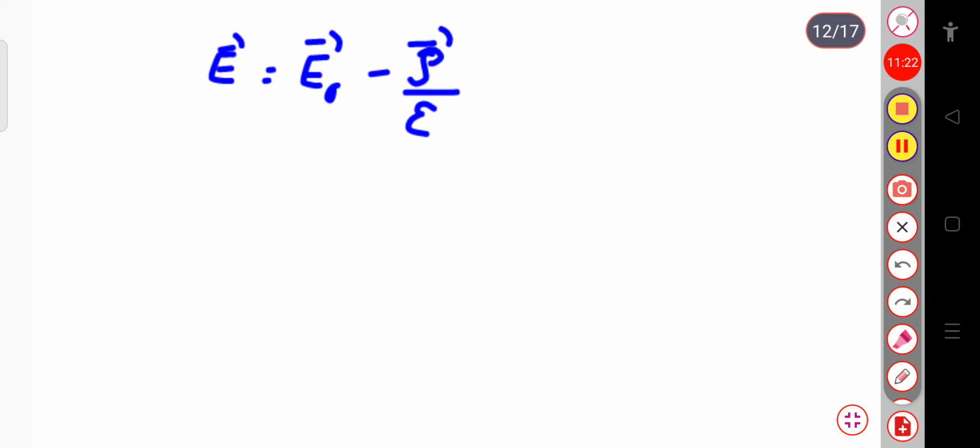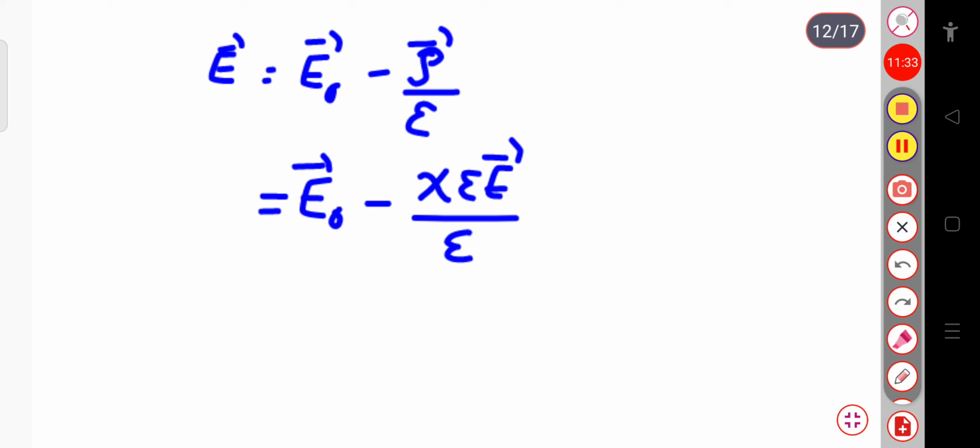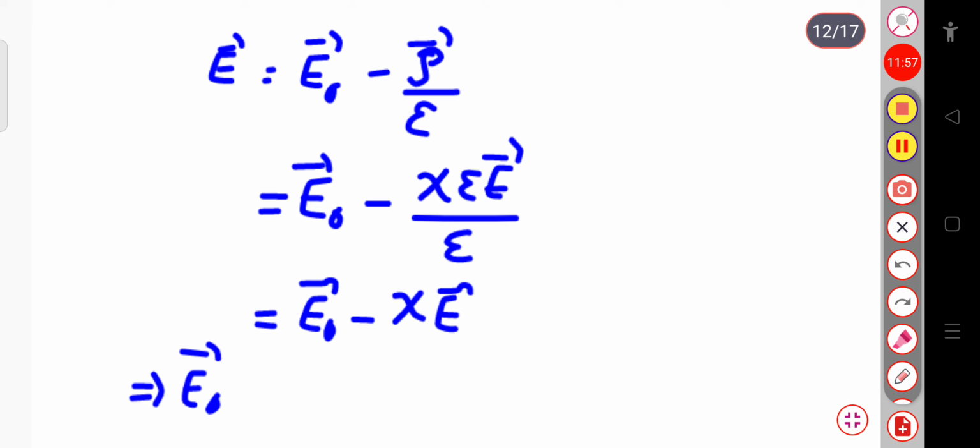And also we can write this as E naught minus, in place of P, chi epsilon into the electric field E, divided by epsilon, because the polarization density is directly proportional to the electric field. Now cancelling this epsilon, we get E naught minus chi into E. Now if I take E naught, E is taken common, so E naught will be equal to E into 1 plus chi.